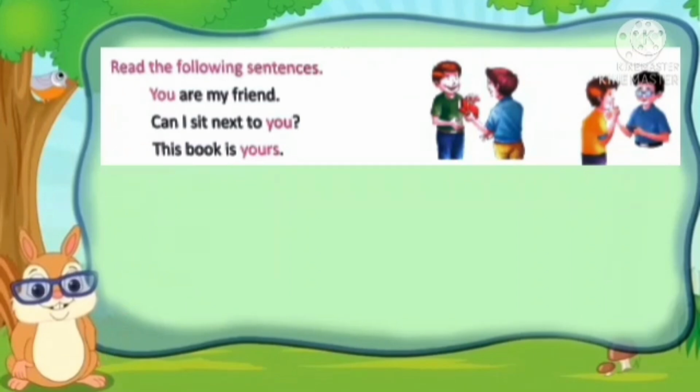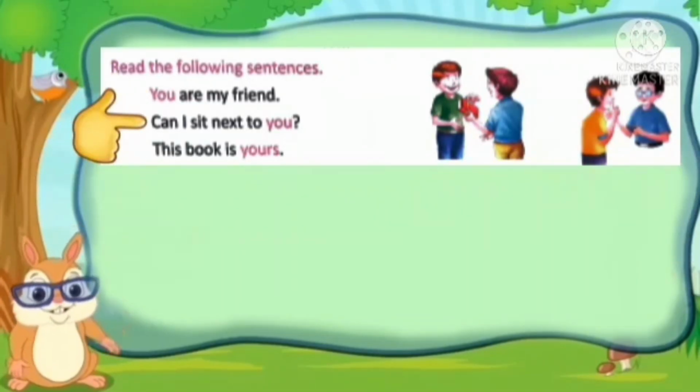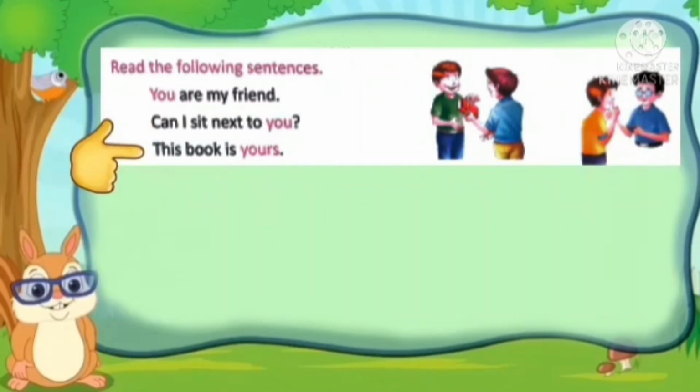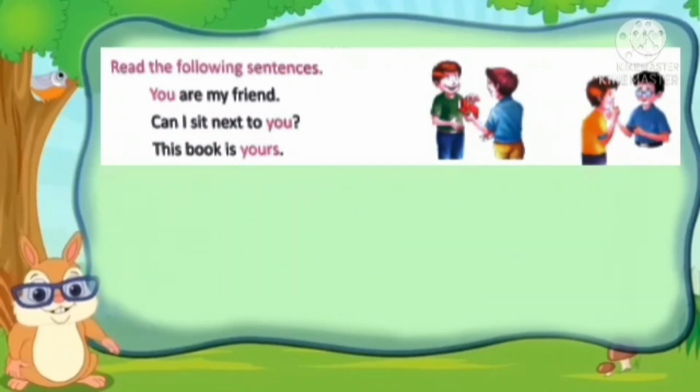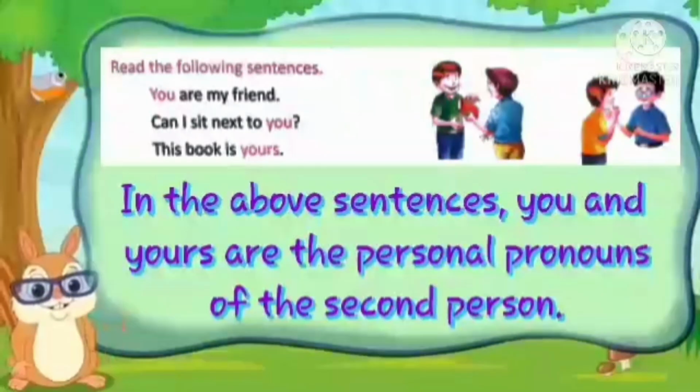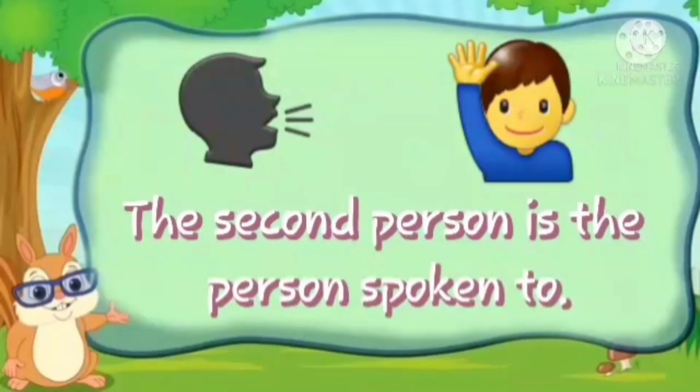Now read these sentences on page number 55. You are my friend. तुम मेरे friend हो. Can I sit next to you? क्या मैं तुम्हारे साथ बैठ सकता हूँ? This book is yours. ये तुम्हारी बुक है. Now you means तुम, yours means तुम्हारी. Now you have to choose the words according to the need of the sentence. Okay. So in the above sentences, you and yours are the personal pronouns of the second person. Now second person is the person spoken to, जिससे हम बोल रहे होते हैं.